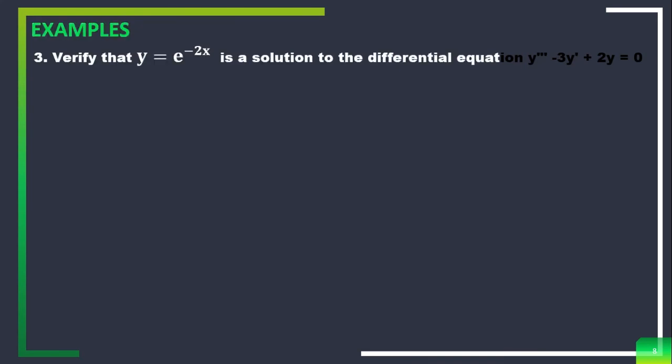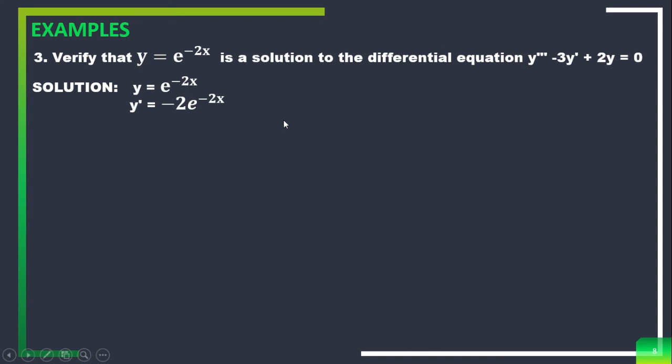Verify that y is equal to e raised to negative 2x is a solution to the differential equation y triple prime minus 3y prime plus 2y is equal to 0. So, we have here the solution. It is our given, so don't get confused. It is just given. And since our differential equation is of the third derivative, we'll also get the third derivative of our given solution. First derivative, we have negative 2e raised to negative 2x. And our second derivative, 4e raised to negative 2x. And for our third derivative, negative 8e raised to negative 2x.